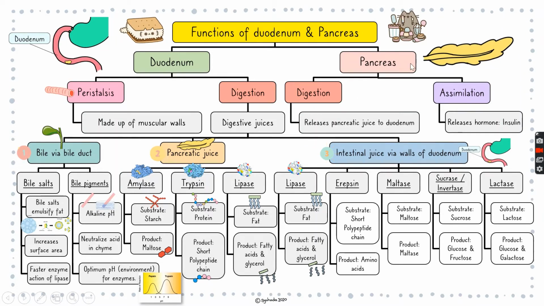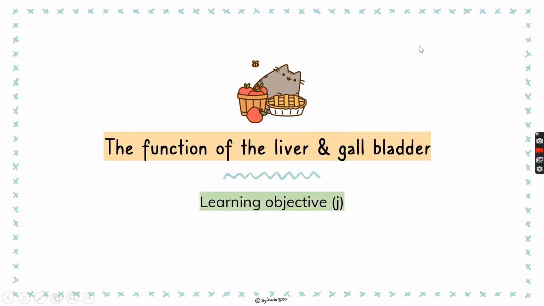The pancreas actually has 2 main functions, which are digestion and assimilation. Assimilation, we'll talk about in the next lesson, and this has to do with the hormone insulin that they release. But in terms of digestion, the pancreas releases the pancreatic juice to the duodenum, and that's its main role. The pancreas is not part of the alimentary canal. You can see that it's not part of the tube, but it's attached to it. So you call it an accessory organ.